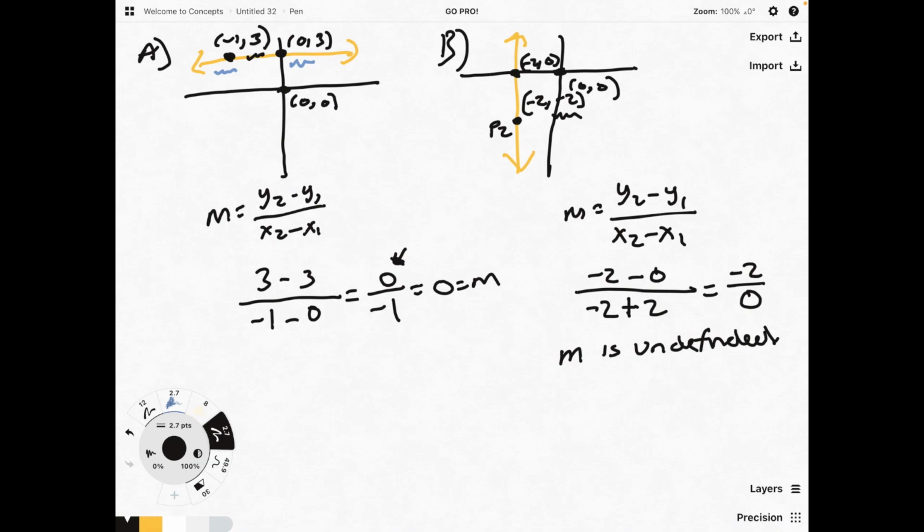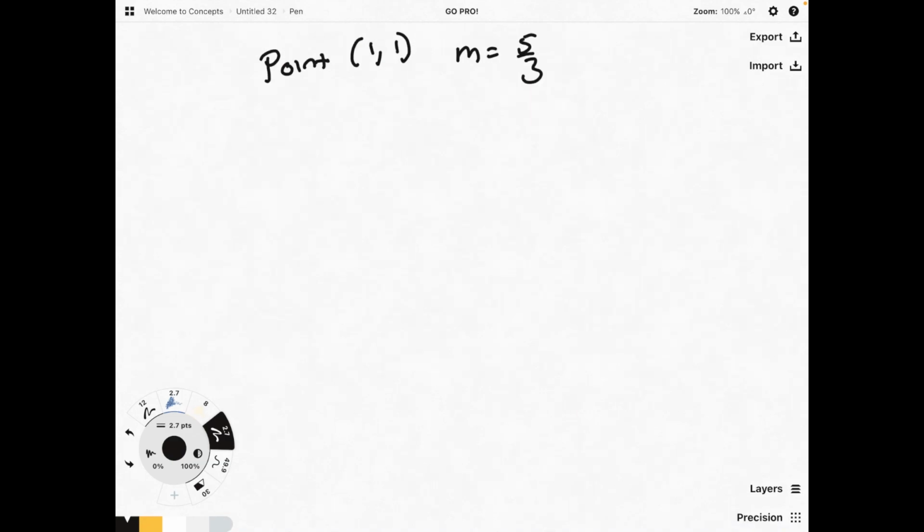Now that we understand how to find slope and we understand the special cases of horizontal and vertical lines, let's look at a couple more examples. The question is a two-part question. We have A and B, and the question asks to sketch a line through the point 1, 1 with the slope of 5/3. And then sketch a line through the same point, so point 1, 1, but a slope of -5 over 3.